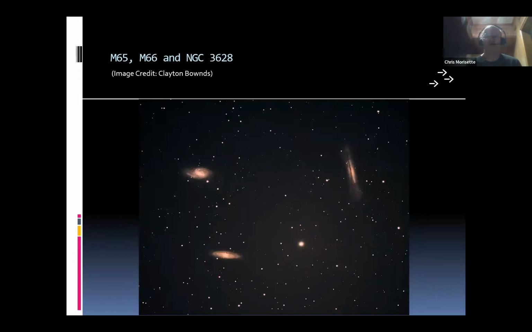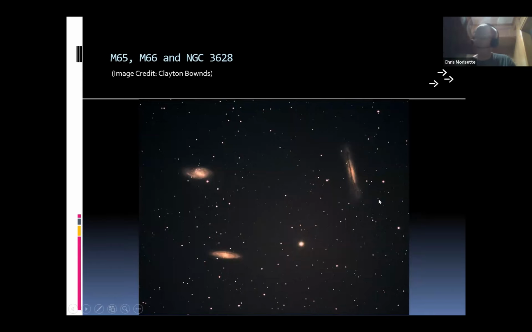Now, here's the fuller picture of the triplet. So these are 3 galaxies in Leo. I was fortunate to be able to photograph this last year. It was a difficult evening with clouds moving in and out, but long and short of it is I was able to capture it.